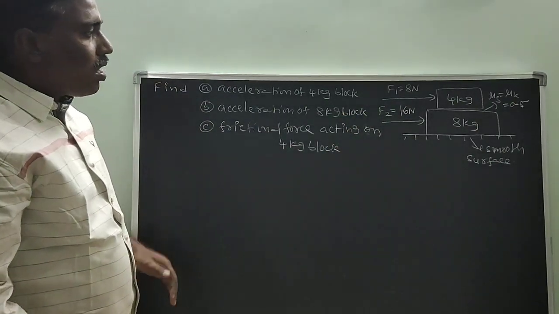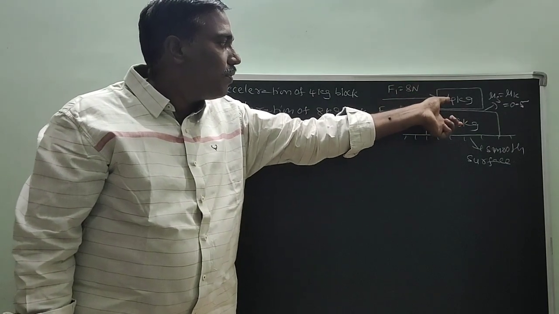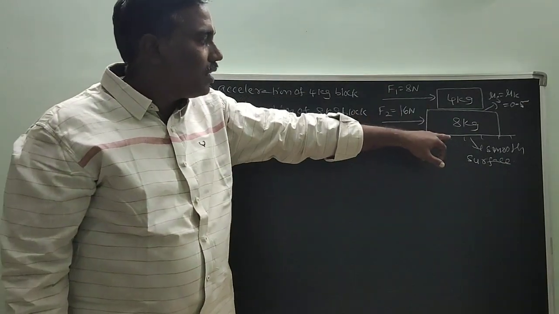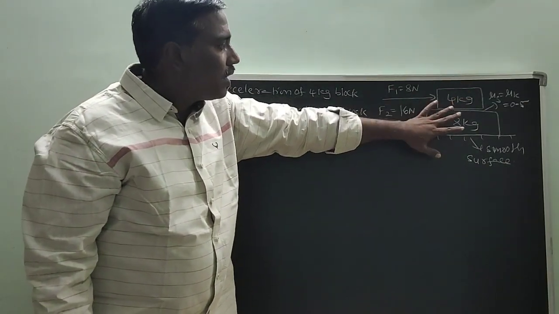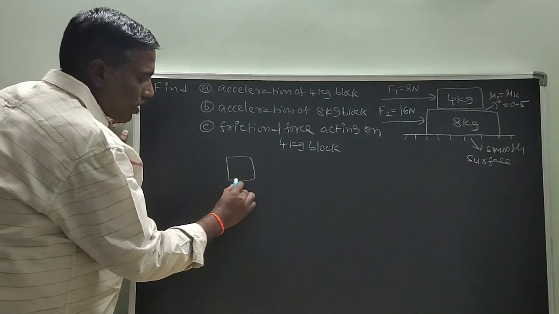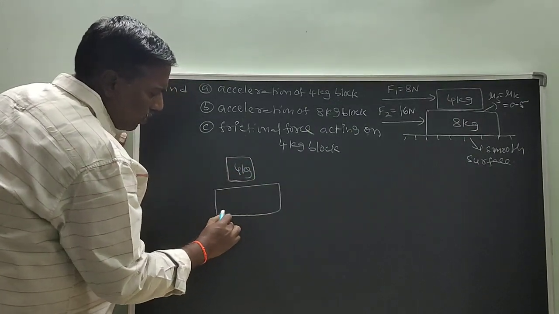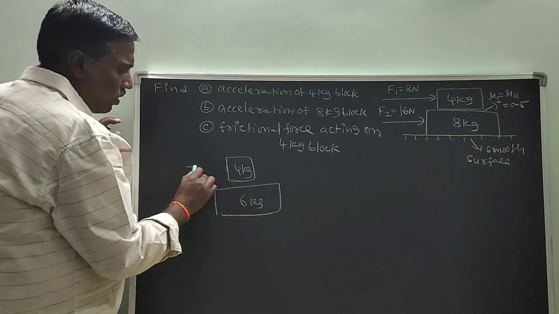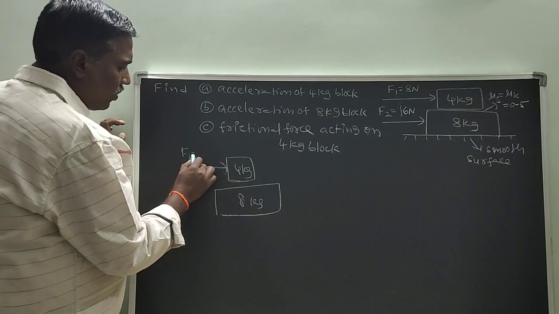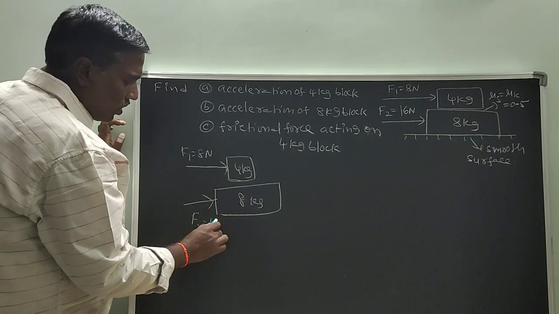So here, first, how to find the frictional force and its direction? In these complicated cases, to find the direction of friction, first assume there is no friction between these two blocks. This is the 4 kg block, this is the 8 kg block. The force applied on this is F1 equal to 8 Newton, and the force applied on this is F2 equal to 16 Newton.